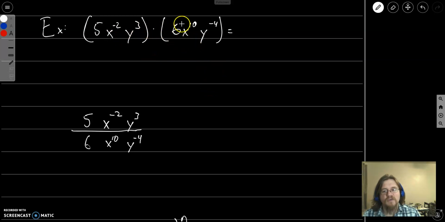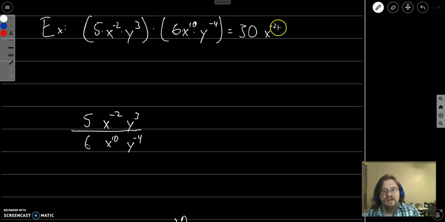Multiplication, it doesn't matter what order we're multiplying in. We are multiplying essentially everything in here, so we can do this out of order. So I can multiply the 5 and the 6 first to get 30. I can multiply the x to the negative 2 times x to the 10th power.